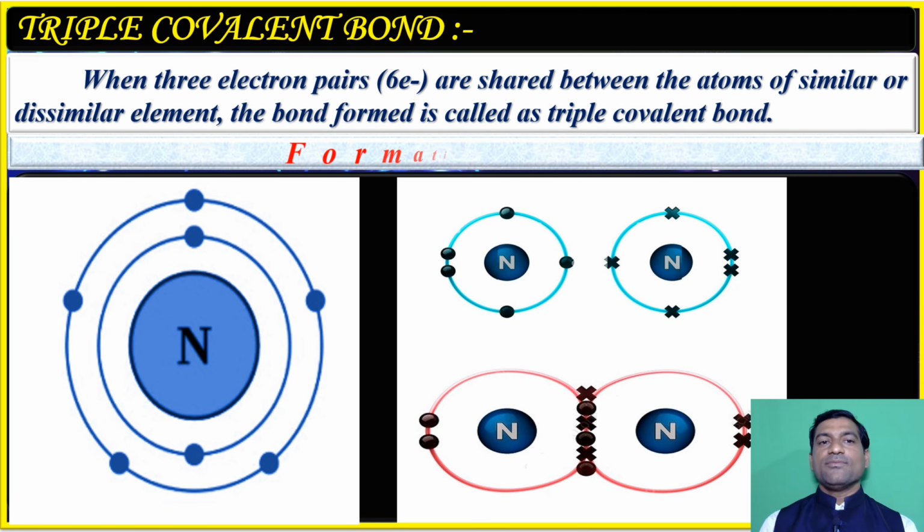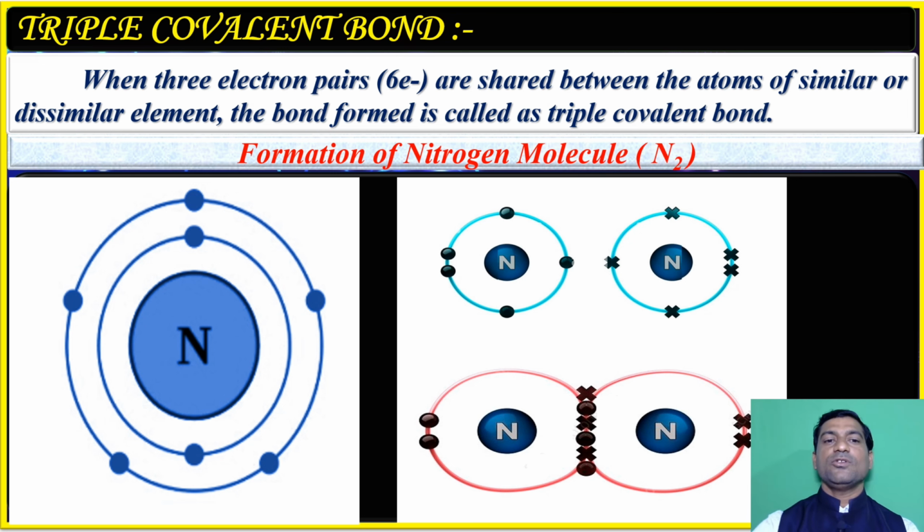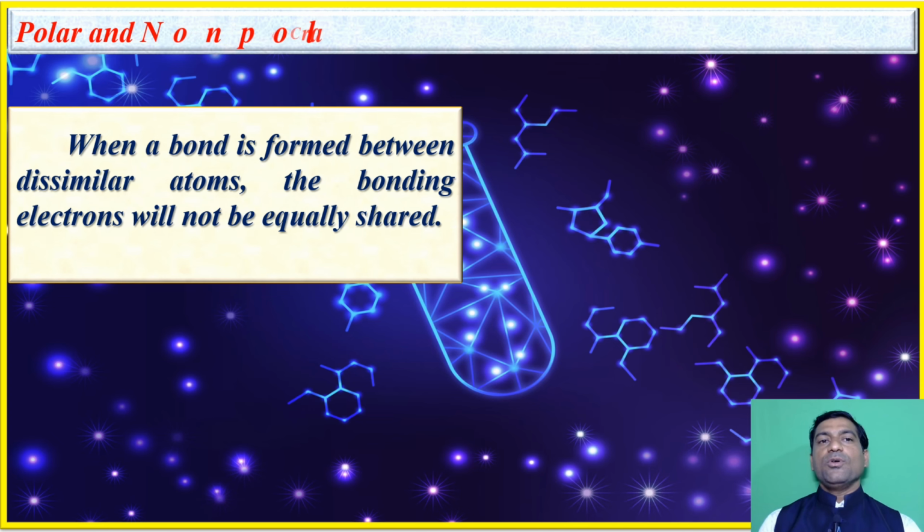For example, the formation of nitrogen molecule. The atomic number of nitrogen is 7. The first orbit contains 2 electrons, and the second orbit contains 5 electrons. So each nitrogen can share its 3 electrons. Means 3 pairs of electrons are shared between the two nitrogen atoms, and the bond formed is a triple covalent bond.